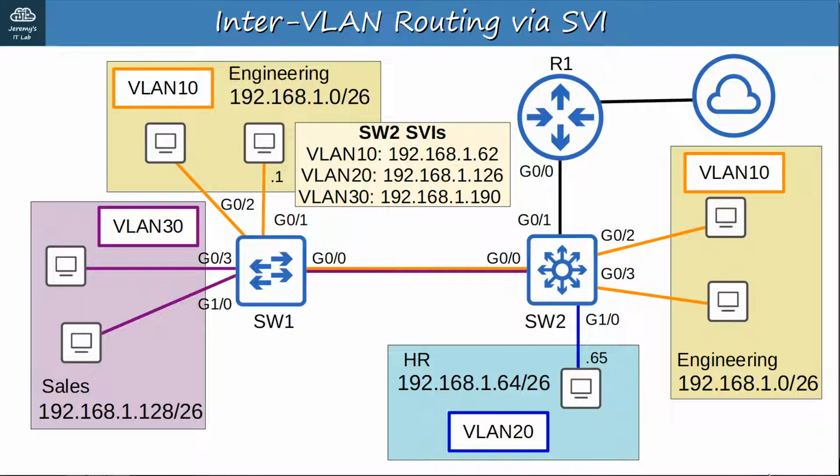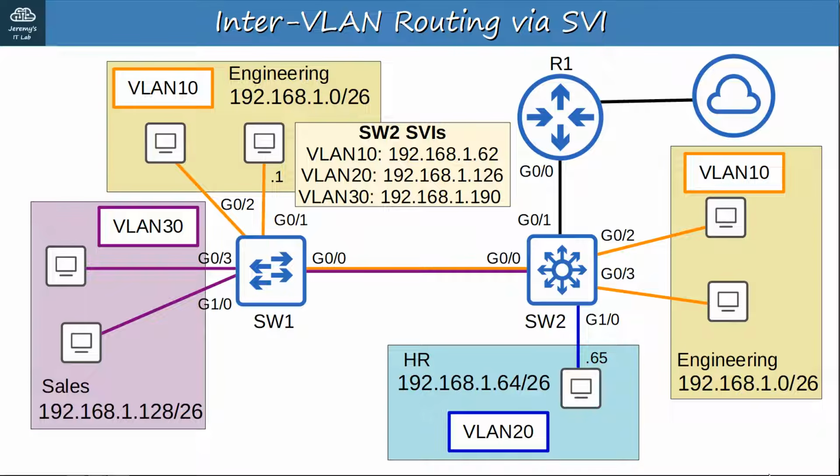Now, what if the hosts want to reach destinations outside of the LAN? For example, I've added a cloud connected to R1 to represent the internet. Because switch 2 is their default gateway, any packets destined outside of their subnet will be sent to switch 2. But our previous router on a stick configurations for the connection between switch 2 and R1 will no longer work.